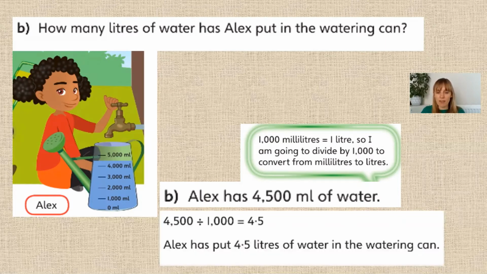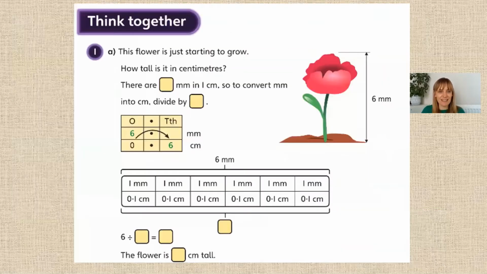4,500 divided by 1,000 is 4.5. If we'd drawn a grid, everything would move 3 places smaller towards the right, and that means that she's put 4.5 litres of water into the watering can. Okay.